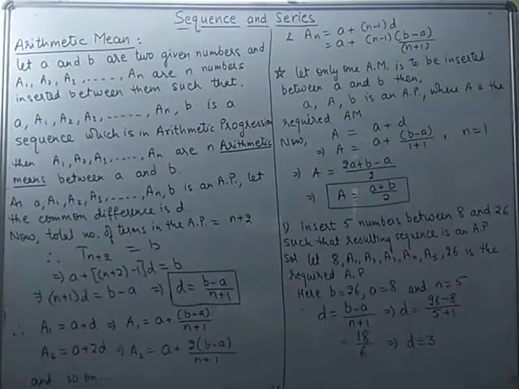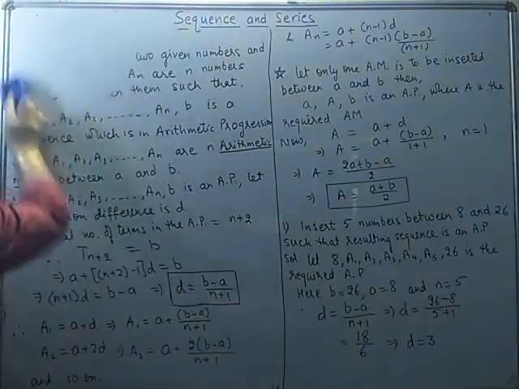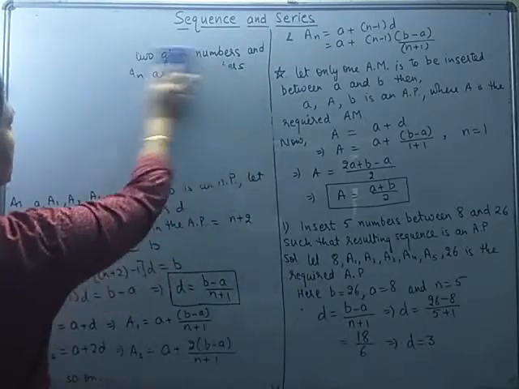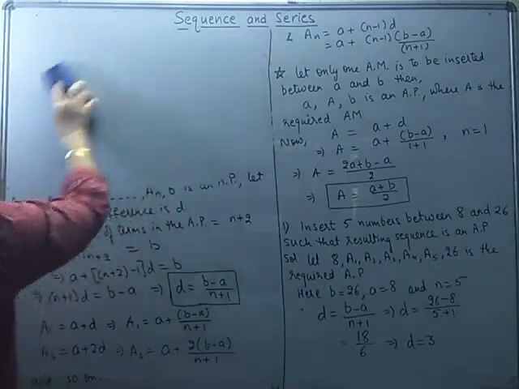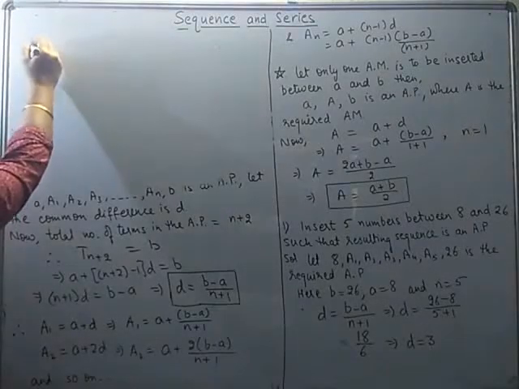So these are 5 arithmetic means between a and b. As I explained earlier, b here is 26, a is 8 and the number of arithmetic means inserted is 5. So d will be (b minus a) over (n plus 1). Substitute the values of b, a and n. d comes out to be (26 minus 8) divided by (5 plus 1). So 26 minus 8 is 18 and 5 plus 1 is 6. So 18 over 6 gives us the value of d, which is 3. So the common difference is known. Now we can find all the arithmetic means.